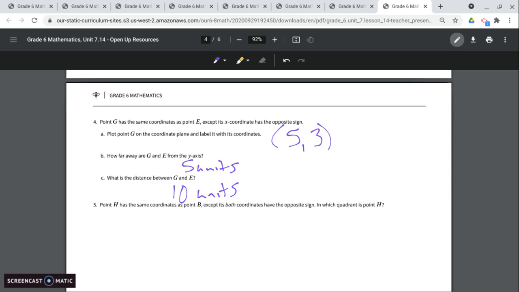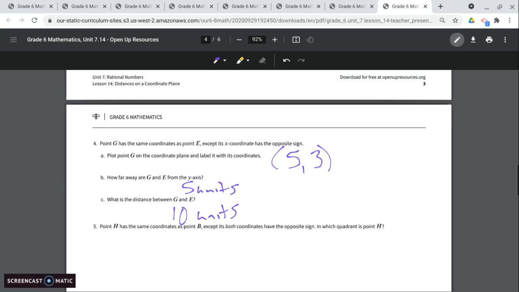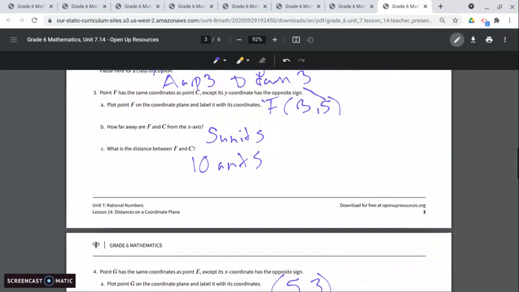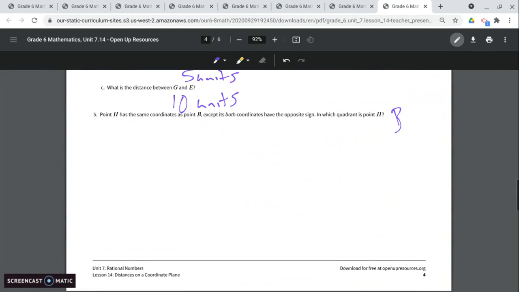So point H has the same coordinates as point B, except both coordinates have the opposite sign. In which quadrant is H? So B was 4, -3, so H is -4, 3. Which quadrant, 1, 2, 3, or 4, has both signs negative?